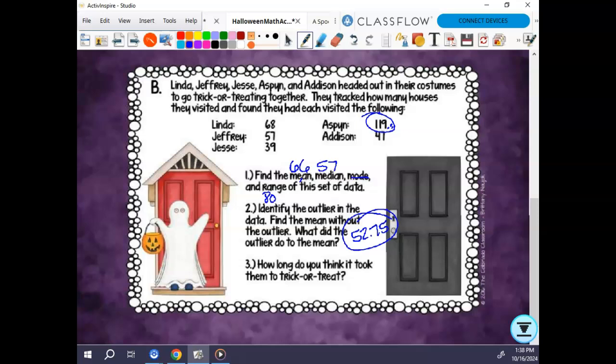All right, so how long do you think it took them to trick or treat? And that's how many pieces of candy they got? Is that what it is? What do we think? Oh, how many houses they visited? Aspen already had a lot of sugar that day, I think. 6, that's a lot of houses. That's almost every house in my neighborhood. All right, let's look at C.